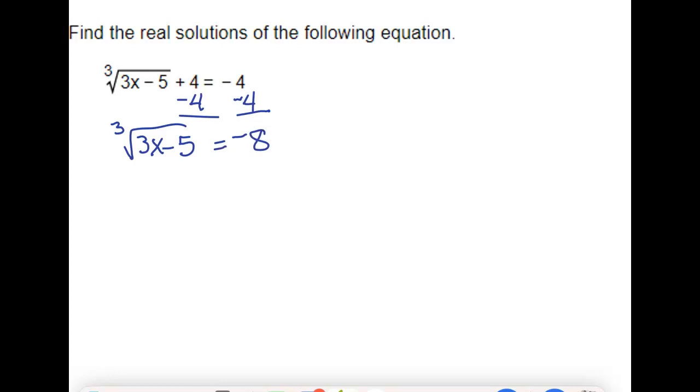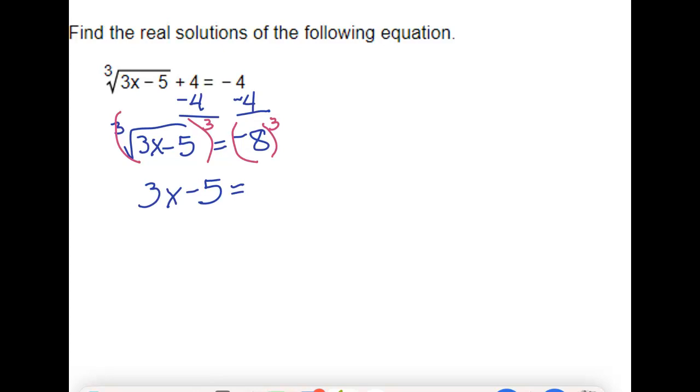Now that we've isolated the radical, the next step is to take care of undoing a cube root. And to undo a cube root, we're going to need to raise it to the third power. So we're going to do that on both sides of the equation. We're going to take the left side, raise it to the third power, and the right side of the equation, raise it to the third power. Now, a cube root and raising to the third power cancel each other out. So what we're left with on the left-hand side of the equation is just the radicand. That's the 3x minus 5.